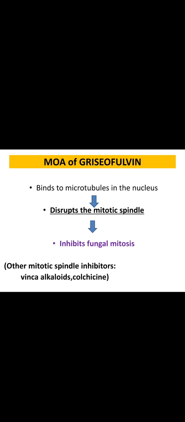Next one is oral antibiotics such as griseofulvin, obtained from Penicillium griseofulvum, which is a fungistatic agent used orally. Coming to the mechanism of action of griseofulvin, it inhibits the microtubules in the nucleus, disrupts the mitotic spindle formation and inhibits the fungal mitosis process. Other mitotic spindle inhibitors include vinca alkaloids and colchicine.